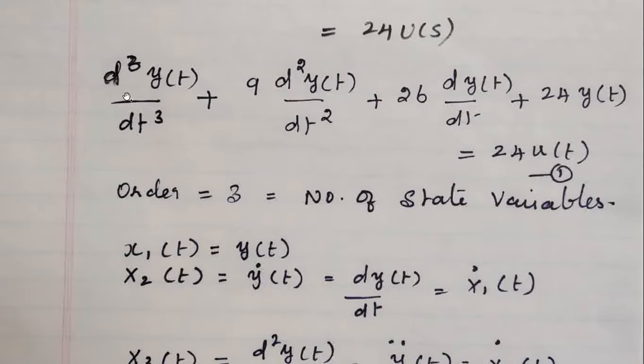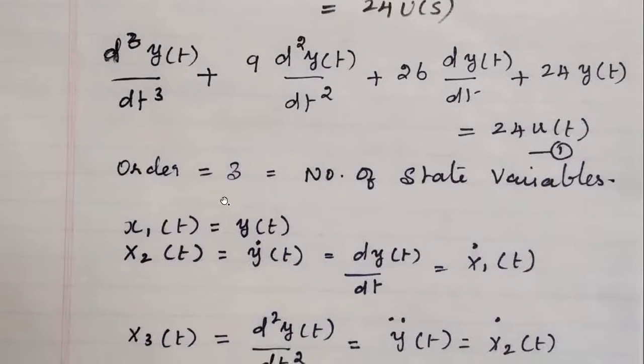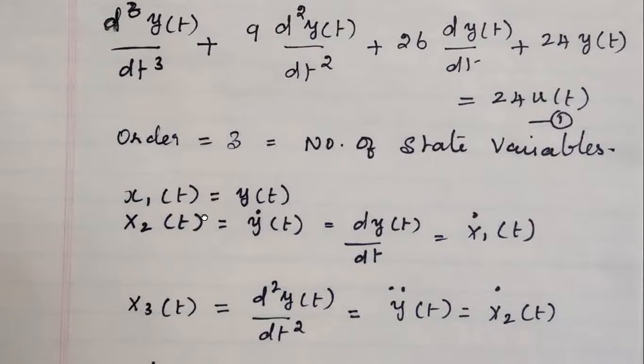Whenever we obtain a differential equation, we first have to check the order of the obtained differential equation. Here the order of the differential equation is 3. The number of state variables is equivalent to the order of the differential equation, the order of the system. So we have to assign 3 state variables: x1(t), x2(t) and x3(t). For the differential equation, how do we assign the state variables? From this side we will start.